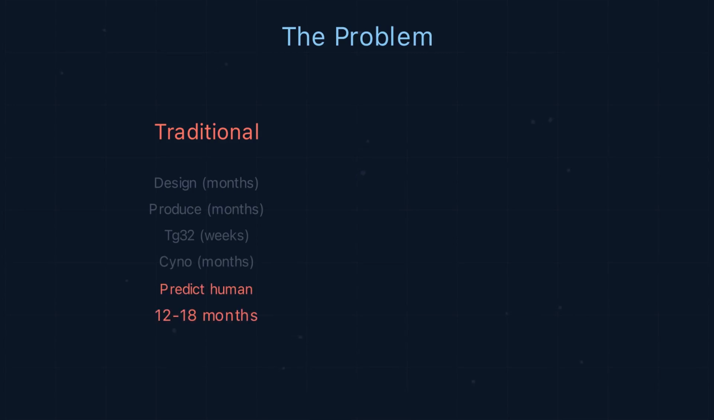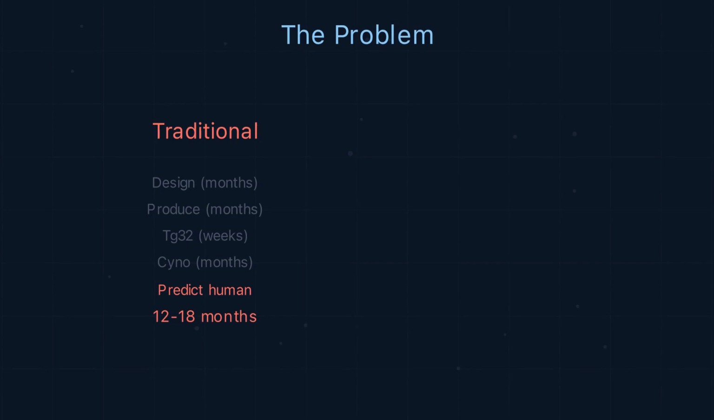Traditional mAb development takes 12 to 18 months before you can predict human pharmacokinetics. Design the molecule. Produce it. Test it in transgenic mice. Test it in cynomolgus monkeys. Fit a model. Scale to human. Each step costs months and millions.